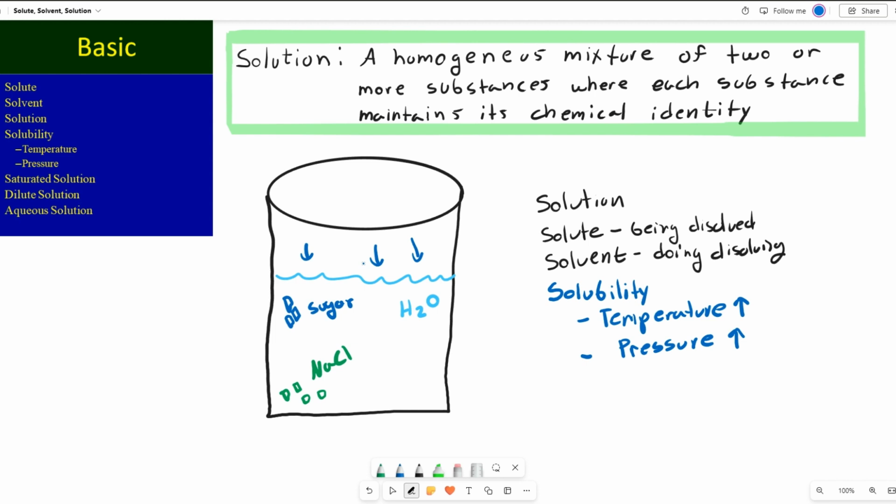in that solution. So by increasing temperature or increasing pressure, you can increase the amount of solute that you can dissolve into your solution. And the amount of solute that you can dissolve in is called the solubility of that solution. Now, if you have what's called a saturated solution, that simply means no more solute can be dissolved.